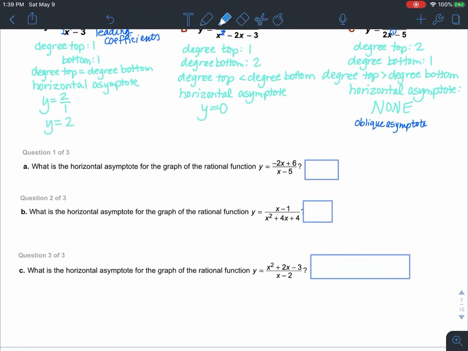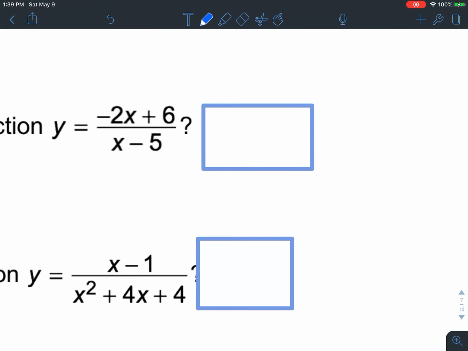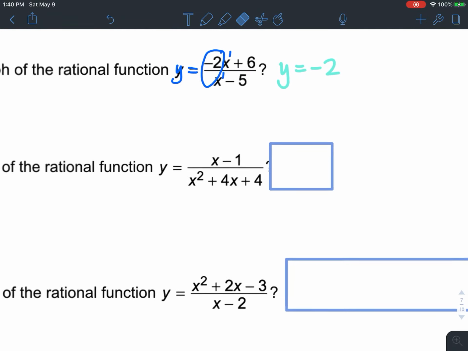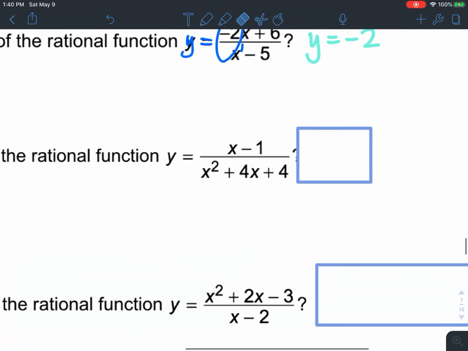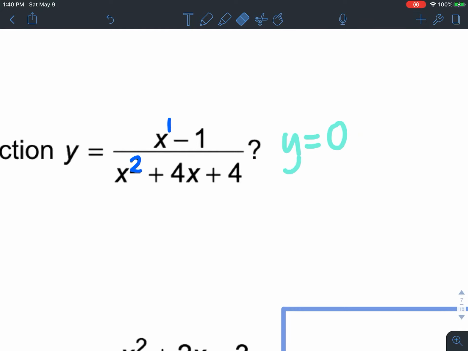Okay, so remember, for horizontal asymptotes, it's all about the degree. For this one, the degree of the top and the bottom are both 1. When the degree of the top is equal to the degree of the bottom, the horizontal asymptote is y equals the ratio of the leading coefficients. So that's just going to be y equals -2. Okay, let's look at the second one. The degree of the top is 1. The degree of the bottom is 2. If the degree of the top is less than the bottom, the horizontal asymptote is y equals 0.